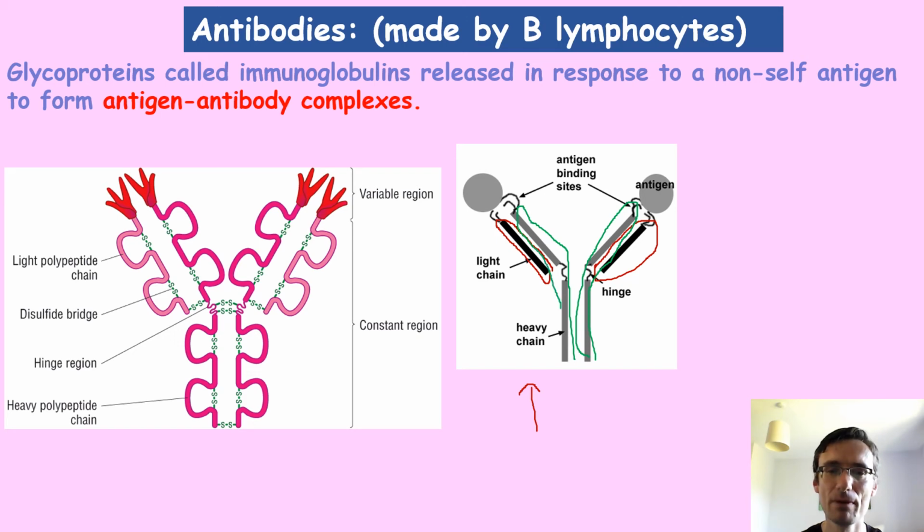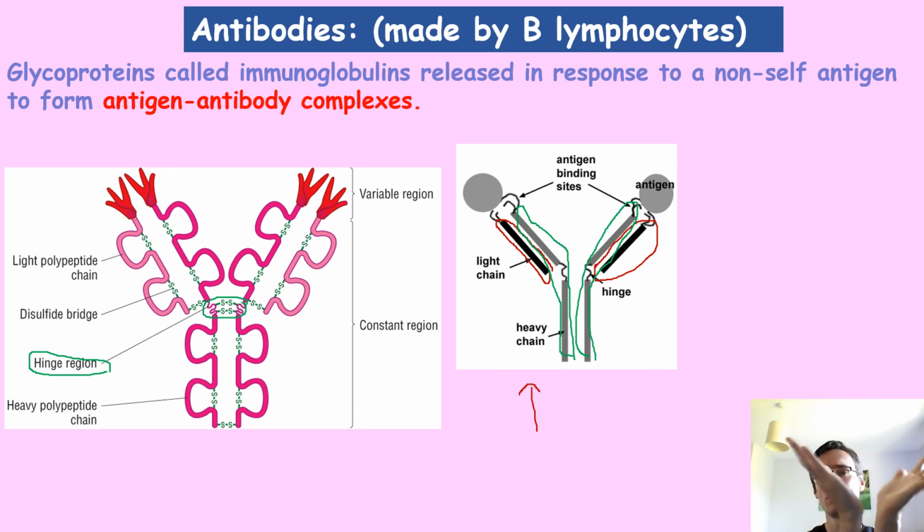Now the other diagram will help us a little bit here. Those polypeptide chains are joined together by disulfide bridges, and you might have talked about those in the tertiary structure of proteins before. At either end, we then have slightly different things. So we have something called a hinge region, which allows some flexibility in the Y-shaped protein.